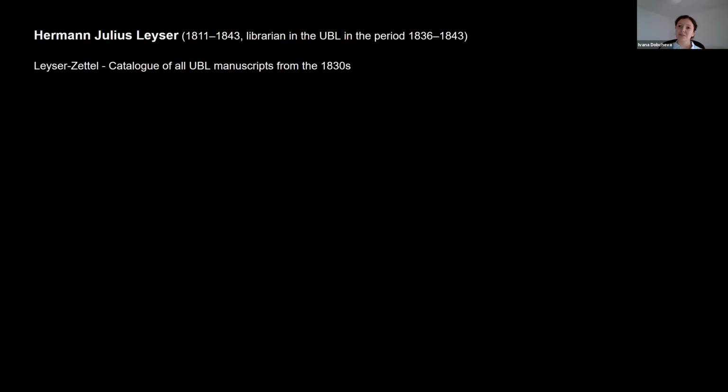The beginning was the first librarian who took interest in fragments, or documented interest, Hermann Leiser. He was a librarian in the first half of the 19th century, and he took special interest in the manuscript collection. There is the so-called Leiser Zettel, which would have been the first catalog of all UBL manuscripts, made around the 1830s. It was used as an inventory to guide other scholars, among them Karl Sudhoff, the German historian of medicine. One would look at a particular manuscript and would not have to go through the whole collection.